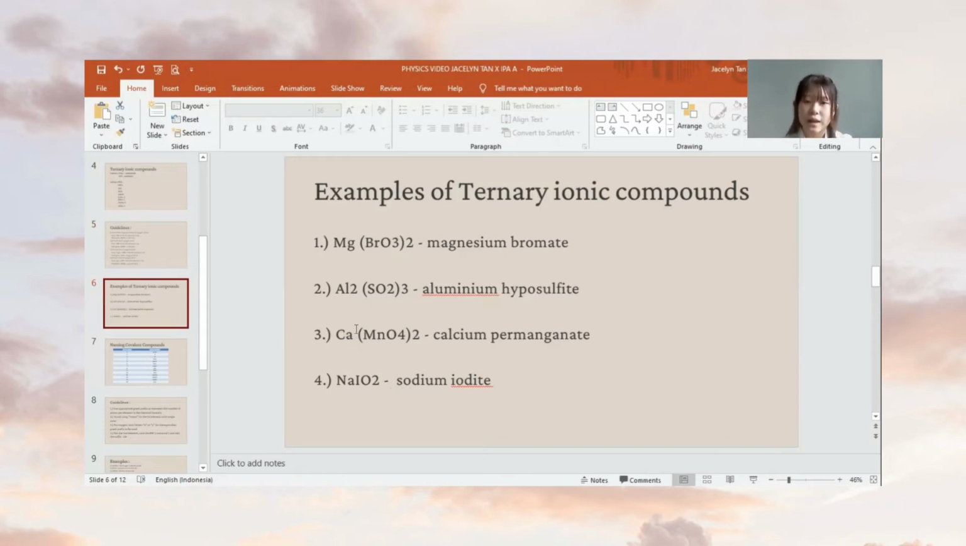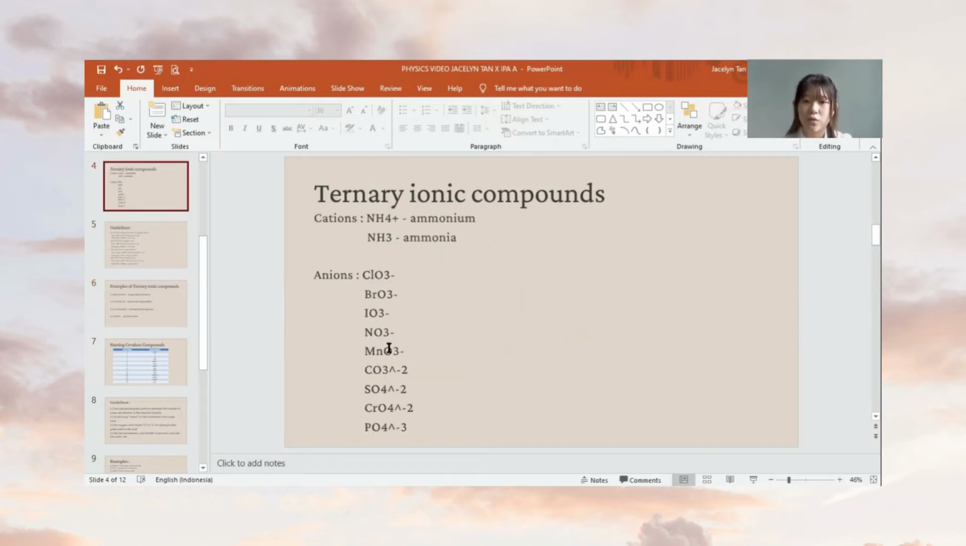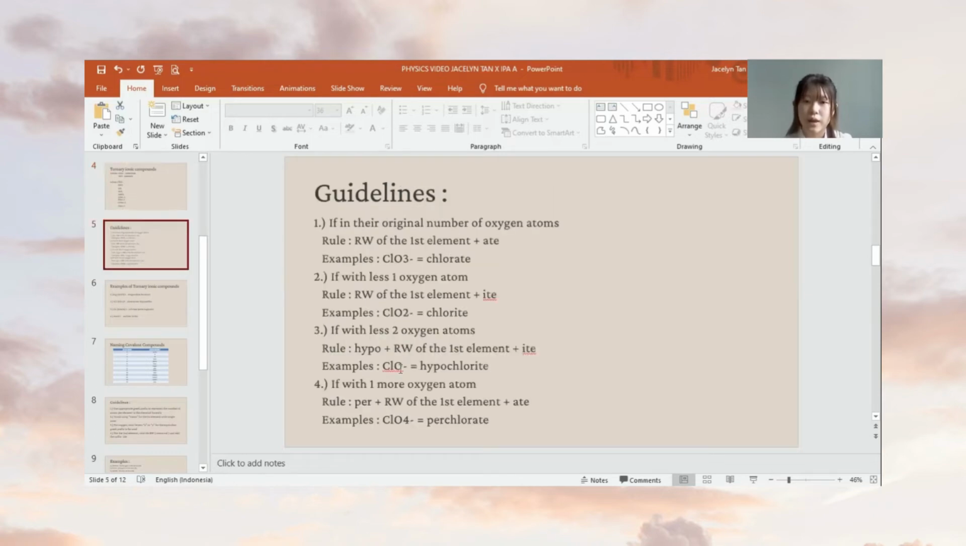So third, Ca. Ca is calcium, and MnO4 is one more oxygen atom than the original number of oxygen atoms. So we see the guidelines. We use the rule per plus root word of the first element plus ATE.